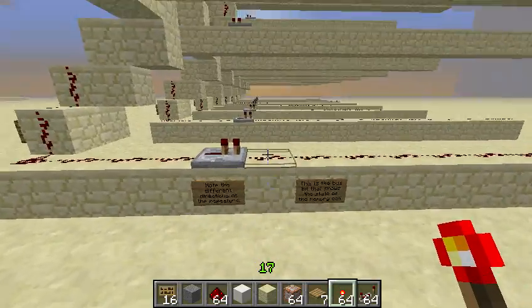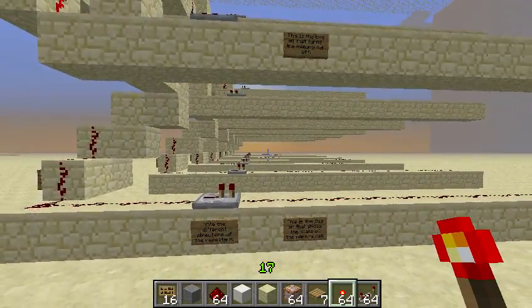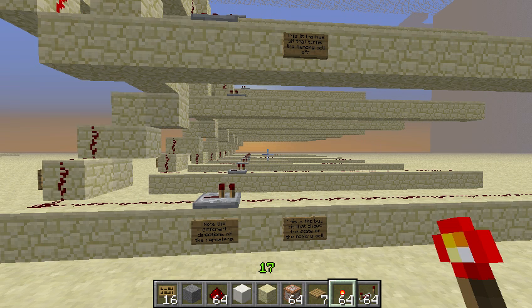I did want to make one comment here. Everything that I'm doing in this series is done without any mods of any kind. This is all just basic redstone wiring.